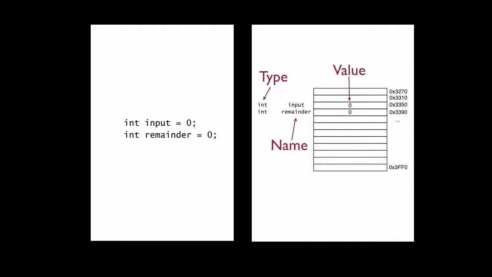It says this box right here is going to have the name input, and by the way, when you get something out of there, don't forget it's an integer, not something else. Then there's a box named remainder, which is put right next to input because we're already right there. It has the name remainder, it has the integer type, and by the way, we have these equal signs, which put some zeros in there just to get started.